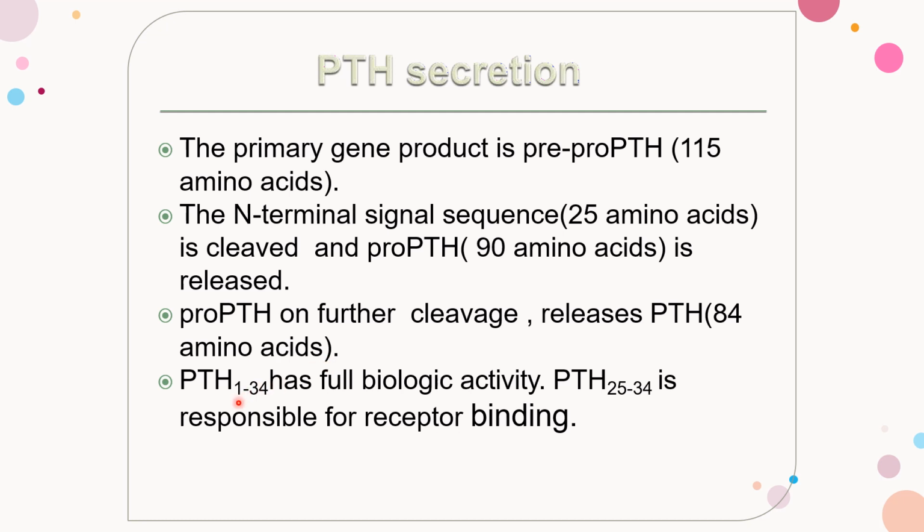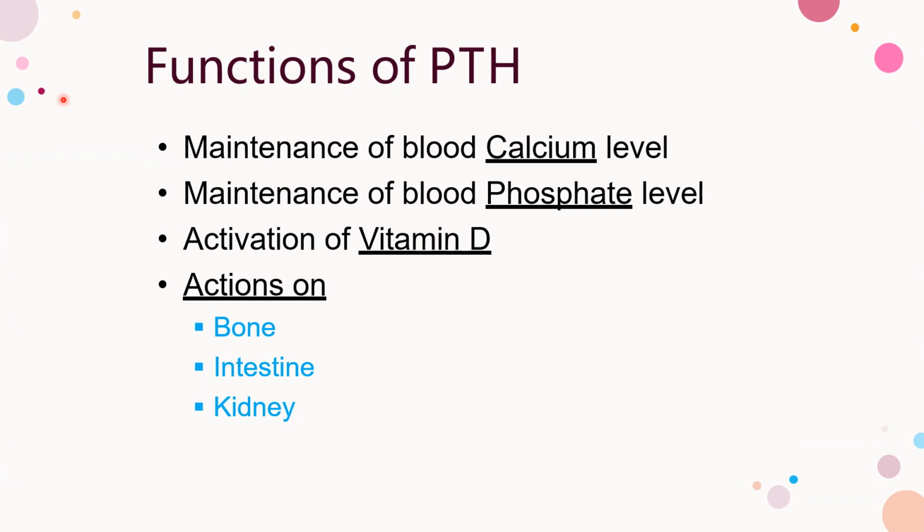In PTH, the amino acids from 1 to 34 have full biological activity, and PTH 25 to 34 is responsible for receptor binding. Coming to the functions of parathyroid hormone, it helps in the maintenance of blood calcium and phosphate levels, and it helps in the activation of vitamin D, and it acts mainly on bone, intestine and kidney.